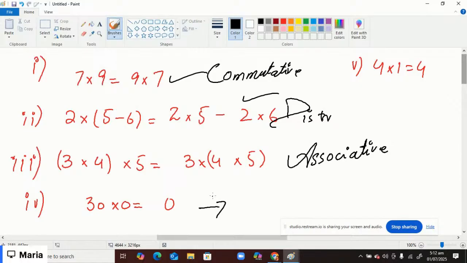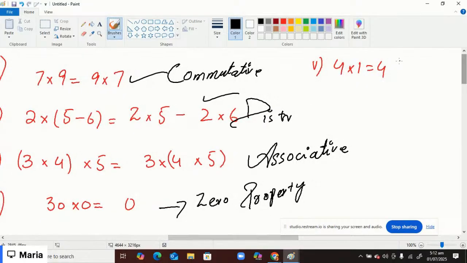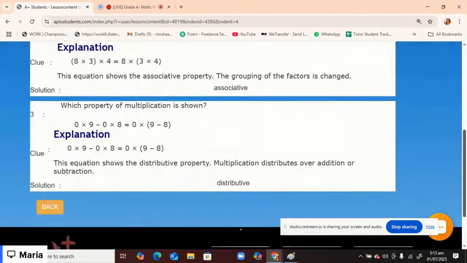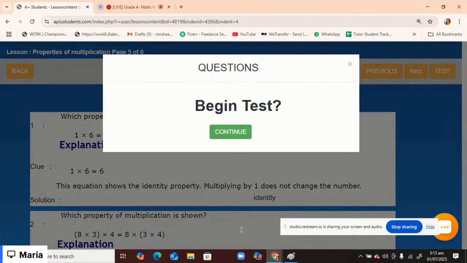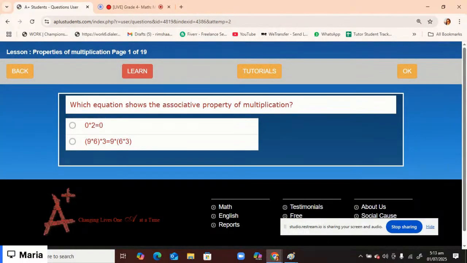What is this called? Any number that is multiplied with 0, you get the answer 0. This is the zero property of multiplication. Now 4 times 1 is 4. What is this property called? This is called identity. These are all the properties that we discussed today. Now let's discuss the test questions.